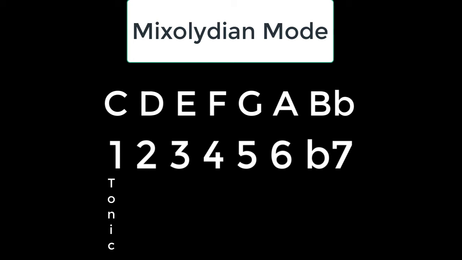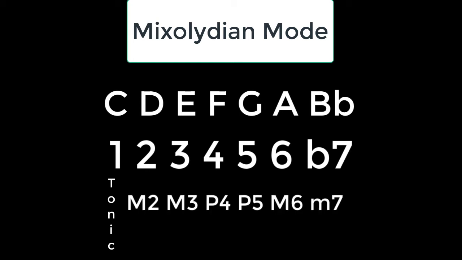If we look at all the intervals and how they pull against that C note, we have a D, which is a major second, an E, which is a major third, an F, which is a perfect fourth, a G, which is a perfect fifth, an A, which is a major sixth, and a B flat, which is a minor 7th, creating that dominant sound.